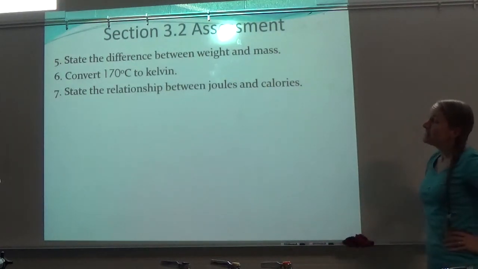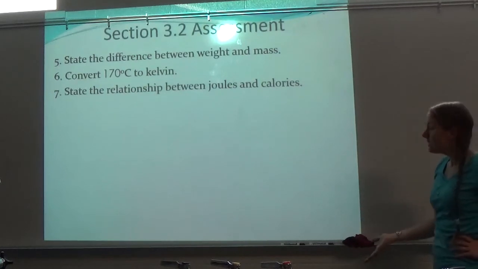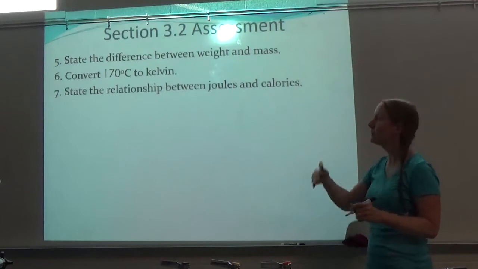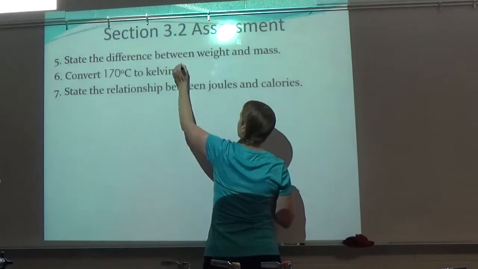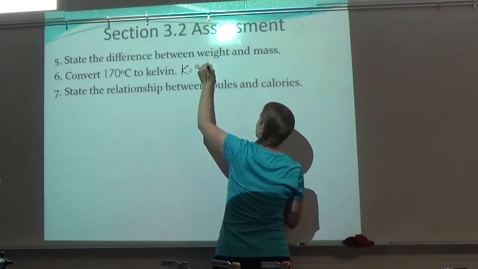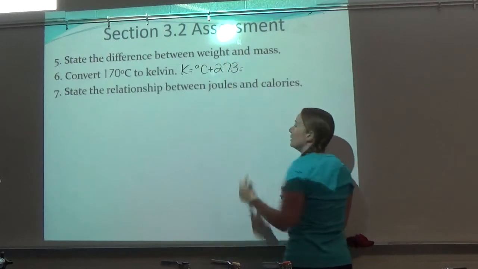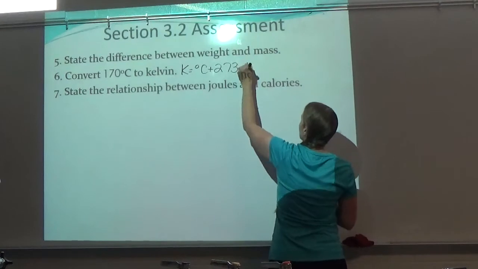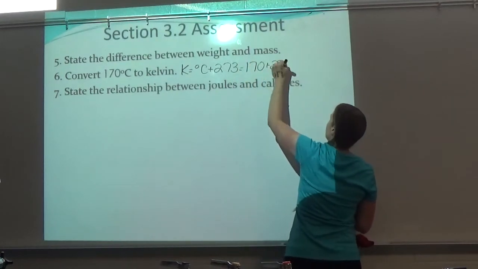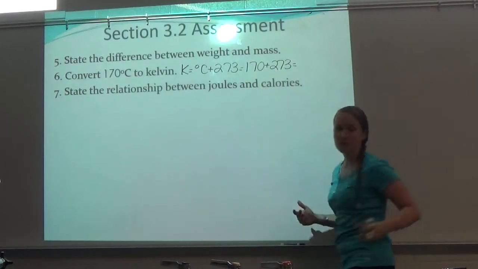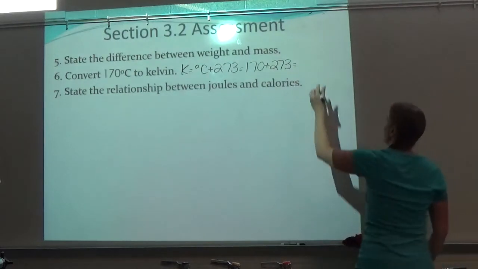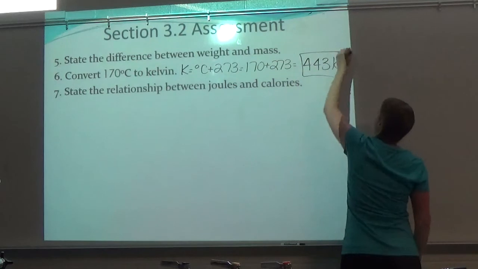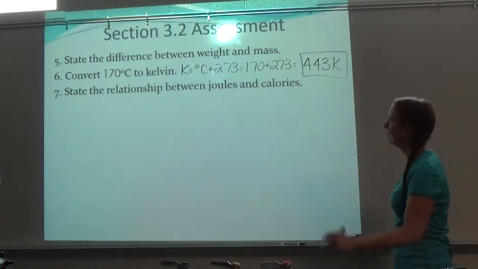All right, so number 6, it says convert 170 degrees Celsius to Kelvin. Again, I'm not going to click all the way back to the slide with all the formulas. So we're looking for Kelvin. Kelvin is degrees Celsius plus 273. Remember, you don't need to memorize those formulas. I just have them memorized. So it's 170 plus 273. Once I solve for that, I get 443. And my unit is just a big old capital K. Remember, no degree sign. No degree sign for Kelvin.